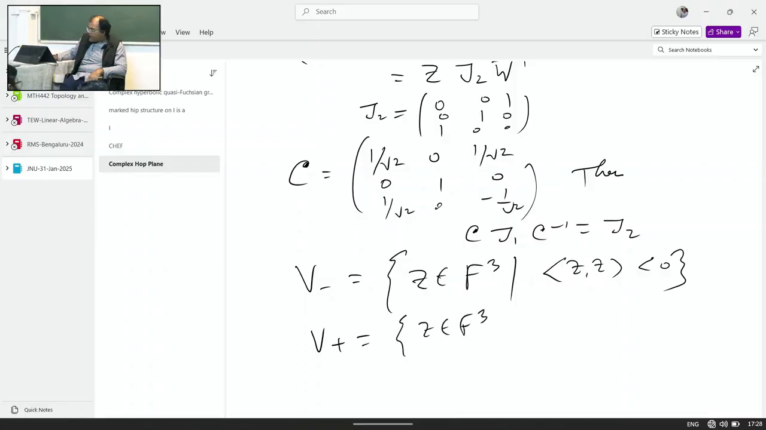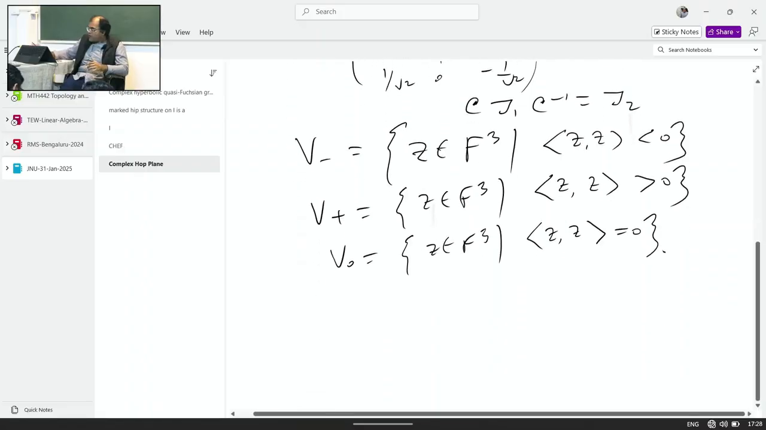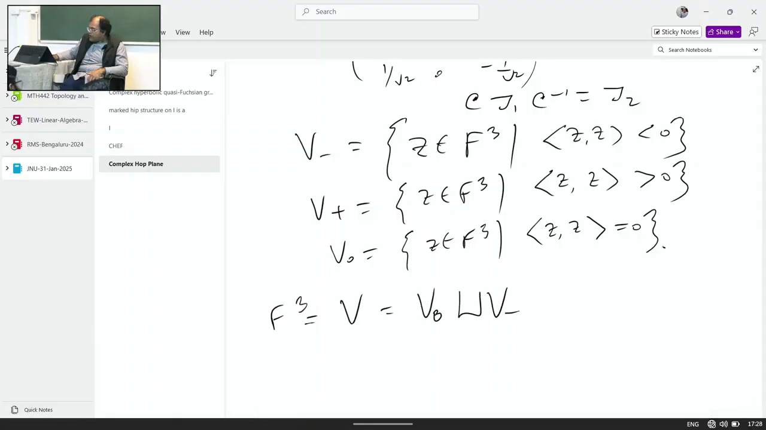You collect the vectors of the same sign, and also you have a set which is a collection of vectors of length 0. So this whole vector space V is a disjoint union of V naught, V plus and V minus.